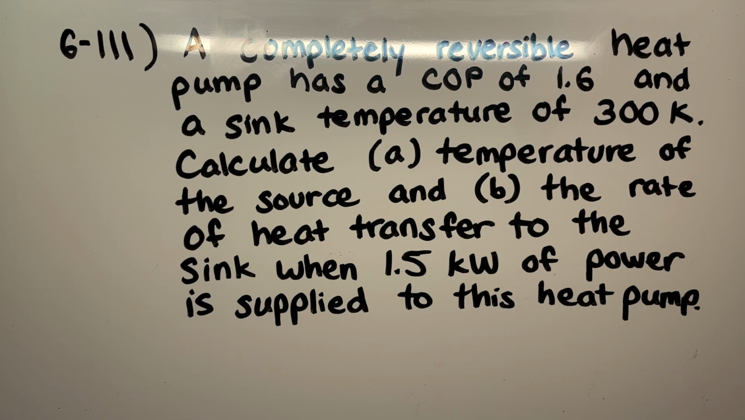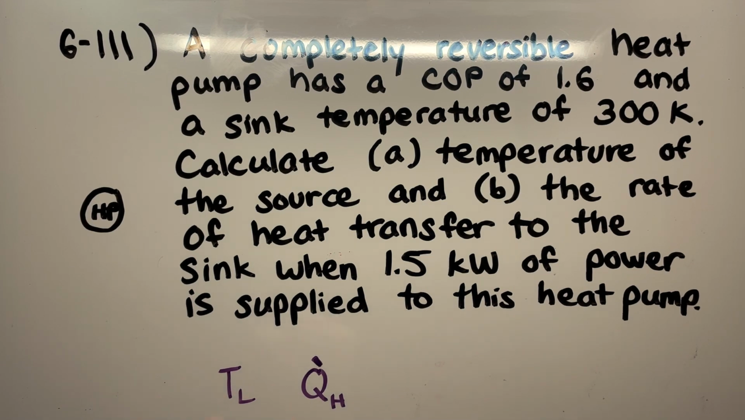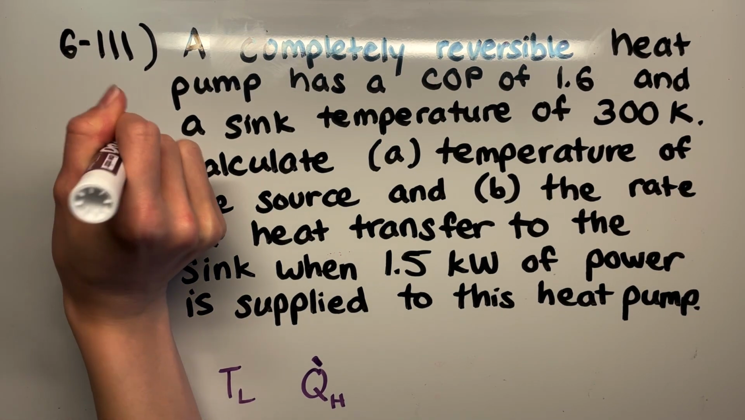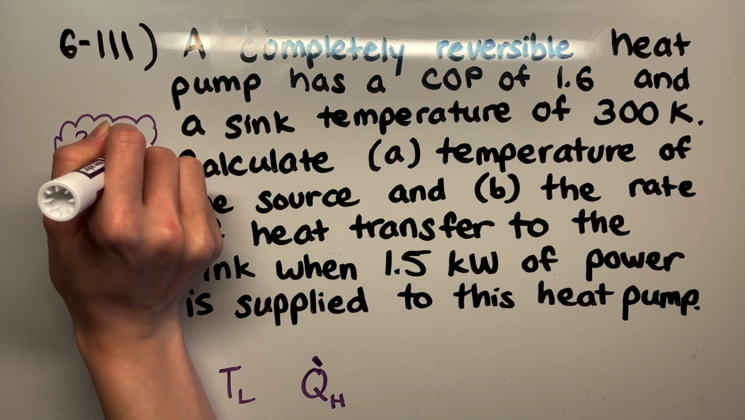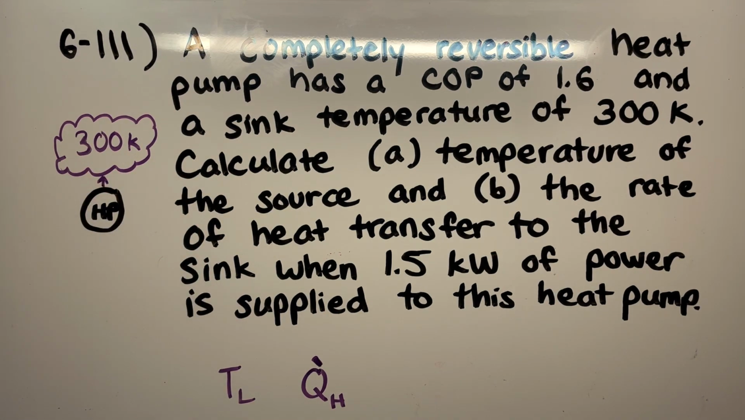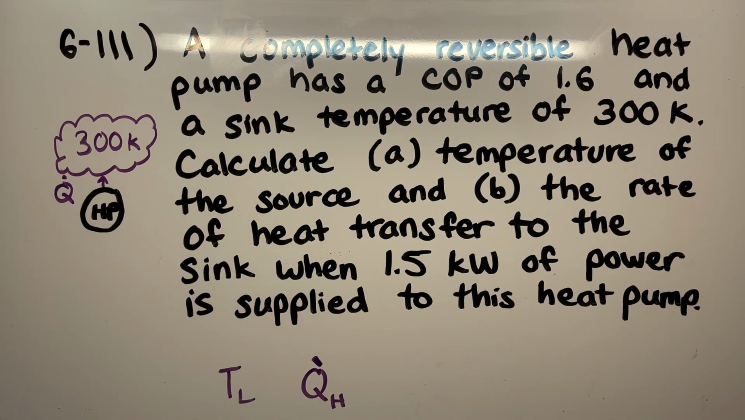Alright, so I will first write out what we want, and that is the temperature of the source. So we want TL, and then for part B we will also want the Q dot H. At the top we have the sink, which we were given as having a temperature of 300 Kelvin. And then this is going to be Q dot H. Dot is the rate of heat transfer.